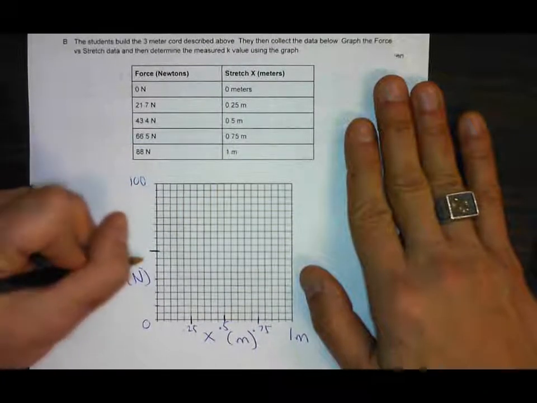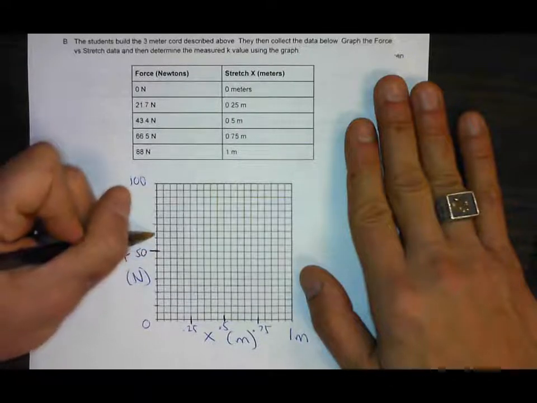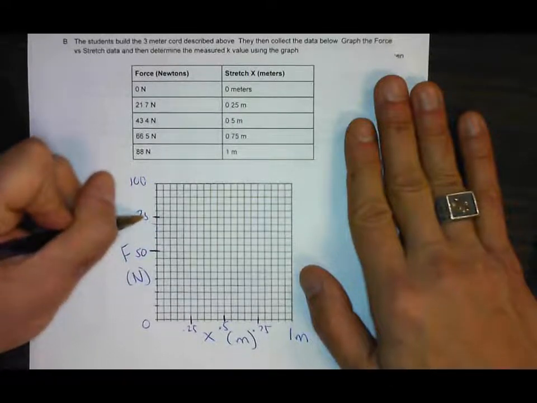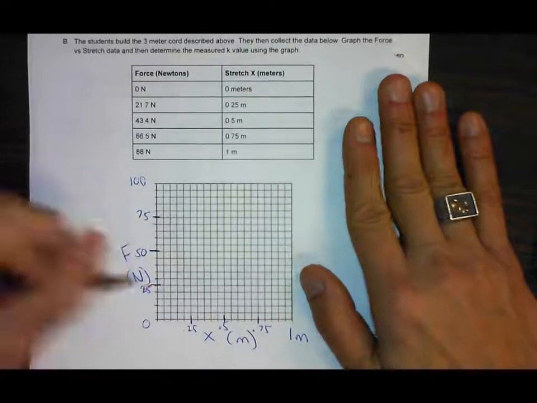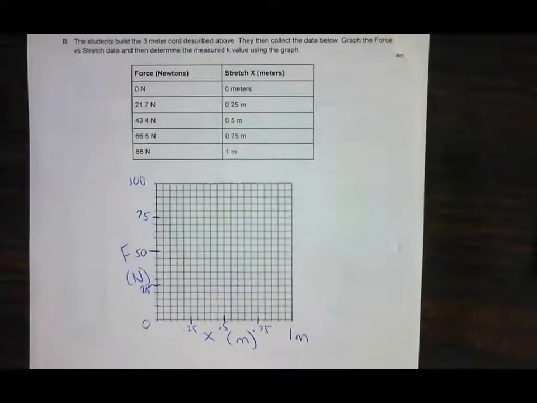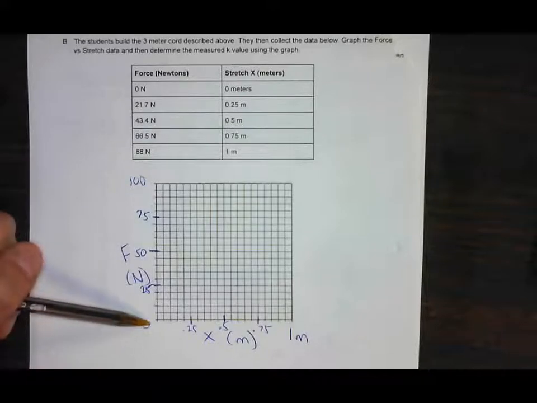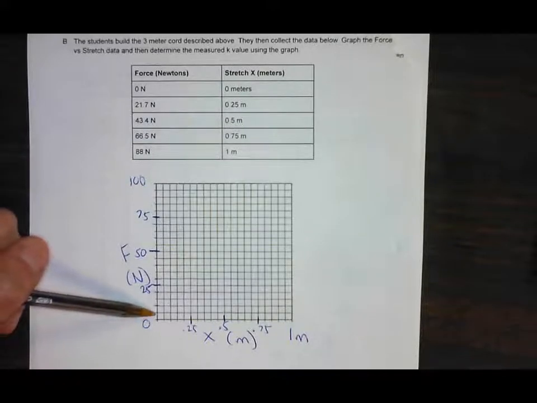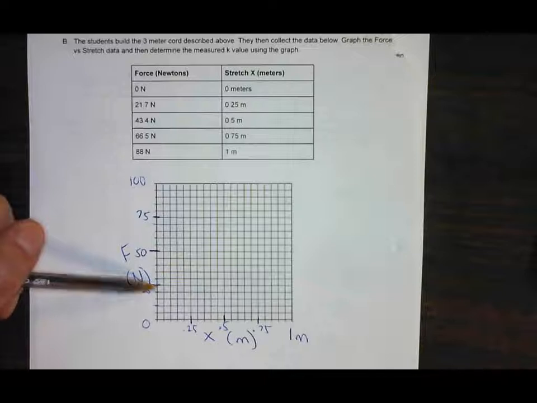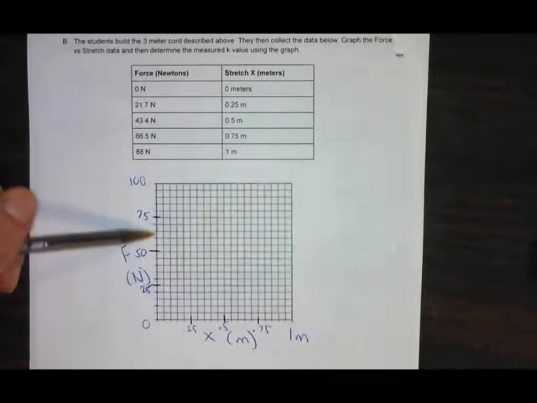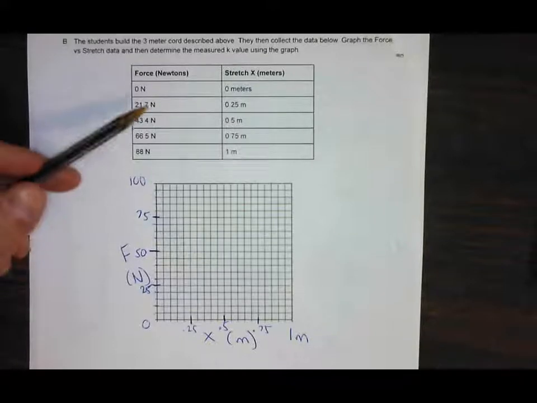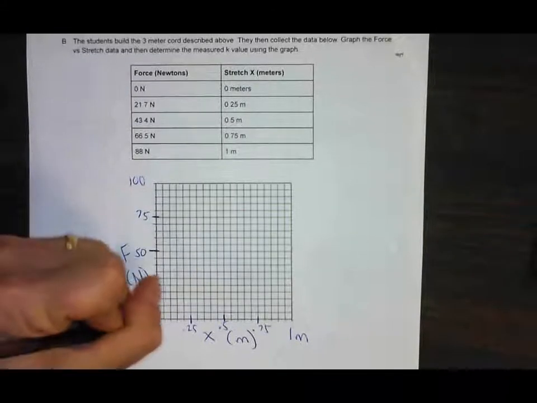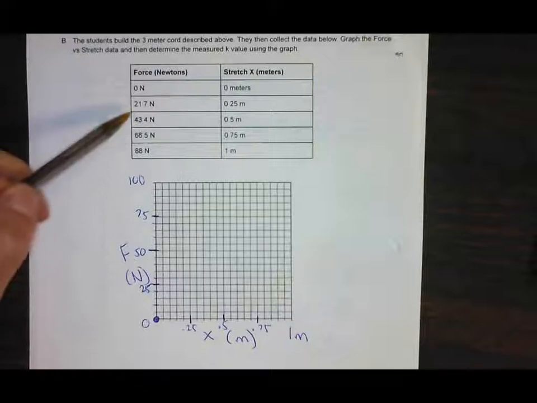That's 100. This is 50. This is 75. And this is 25. Okay. That makes each unit here 5, 10, 15, 20, 25. So each one of these units is 5 going top to bottom. Okay. At 0, the force measured 0.